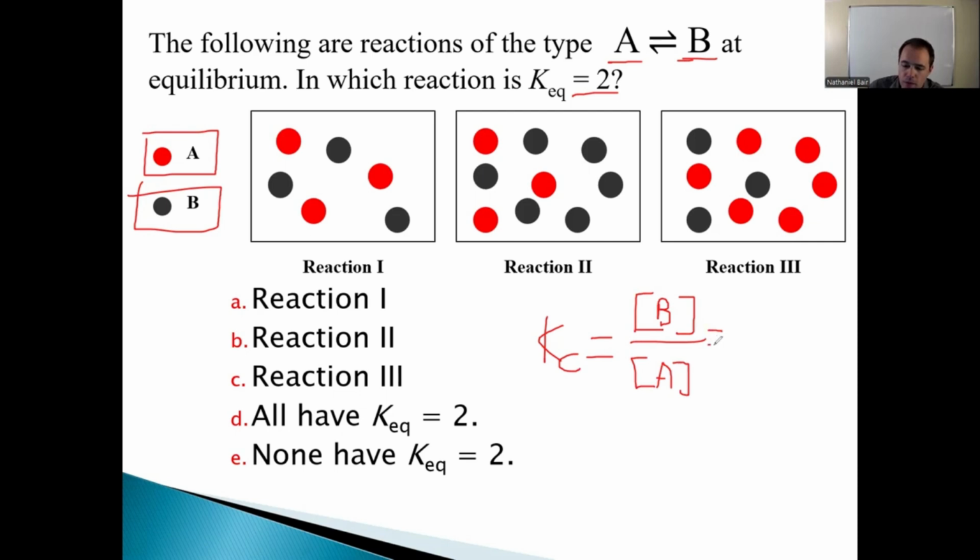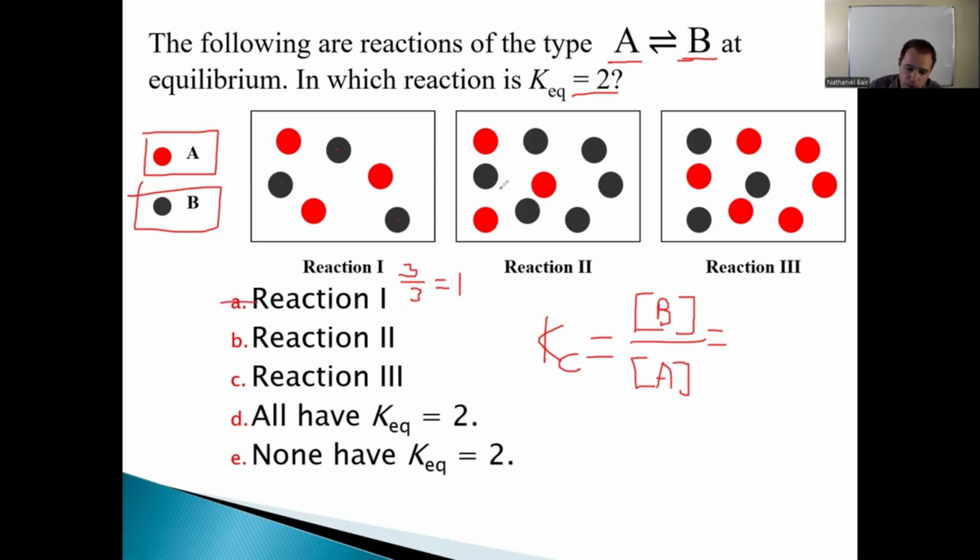So now we're going to plug some things in. For this first one, that would be 3 B's, because those are the black spheres, over 3 A's, because those are the red spheres. That first box is showing a reaction at equilibrium that has an equilibrium constant equal to 1, which is not 2. So it's not that one.